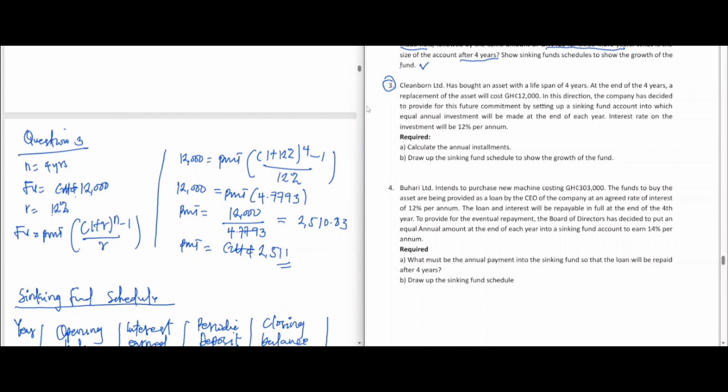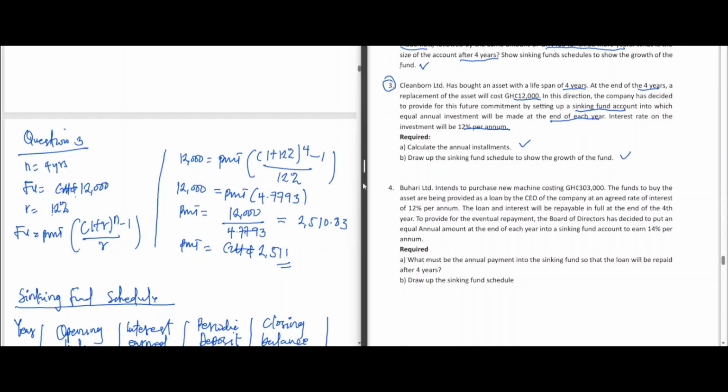Claim Board Limited has bought an asset with a lifespan of 4 years. At the end of the 4 years, a replacement of the asset will cost 12,000 Ghana cedis. In this direction, the company has decided to provide for this future commitment by setting up a sinking fund account into which equal annual investments would be made at the end of each year. Interest rate on the investment will be 12% per annum. A. Calculate the annual installments. B. Draw up a sinking fund schedule to show the growth of the fund.